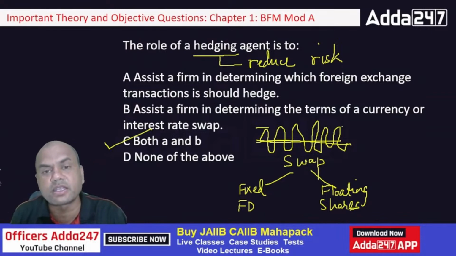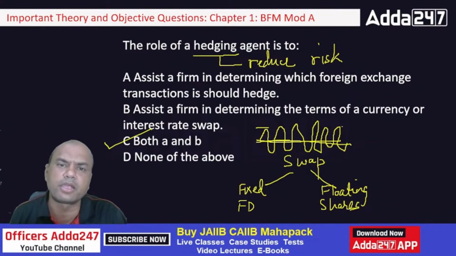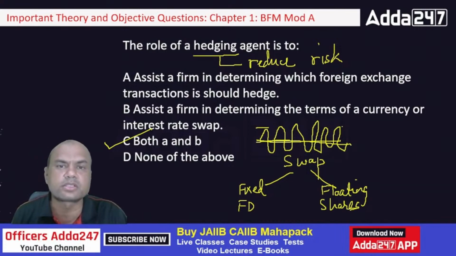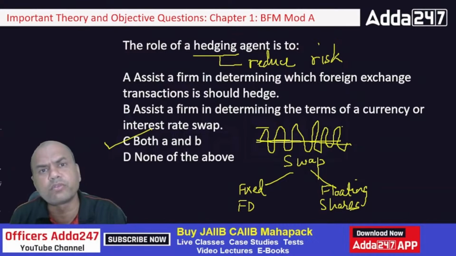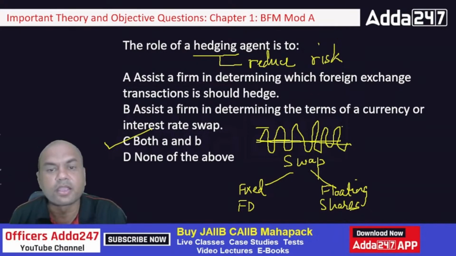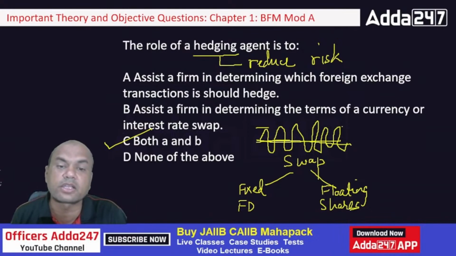Because the hedging agent means what? It's generally a company or a normal human being, an individual person. That hedging agent determines which currency is to be hedged. If some currency has no liquidity at all, then what's the use of that? Brunei currency, very high value, but no liquidity. What's the use? Dollar has huge liquidity, that can be hedged. Assist the firm in determining the currency or the interest rate swap, right? That's also important. Yeah.